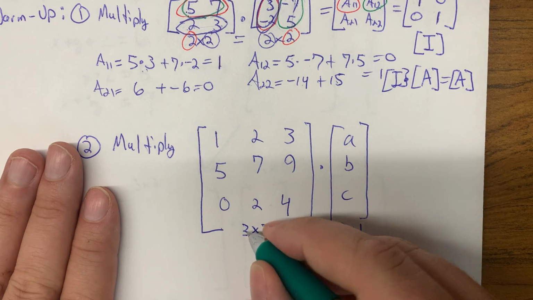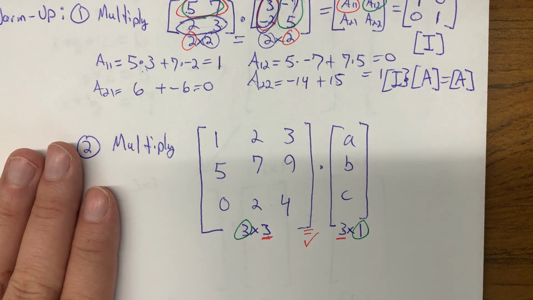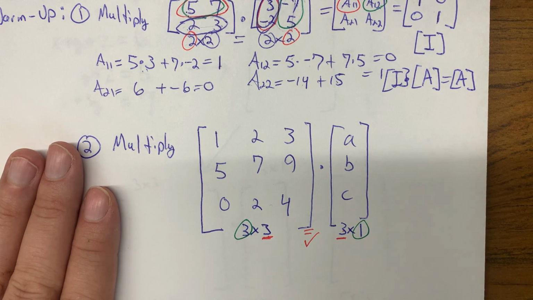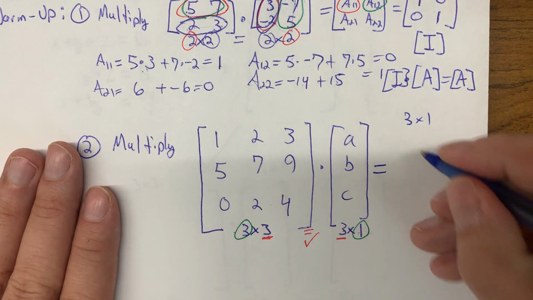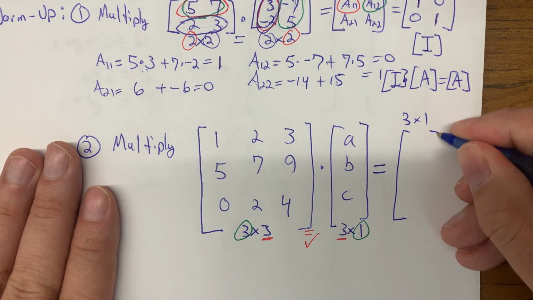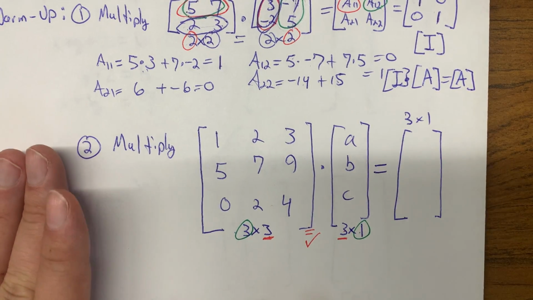The leftover dimensions are going to be the dimensions of the answer. So the result matrix, the product, is going to be 3 by 1. It's the leftover dimensions. And so how do we get them? Oh man, I didn't leave myself enough room here.